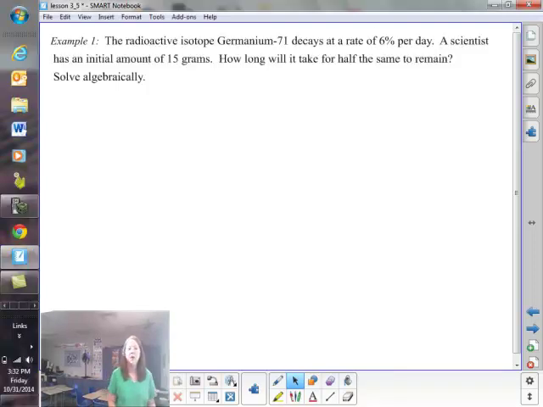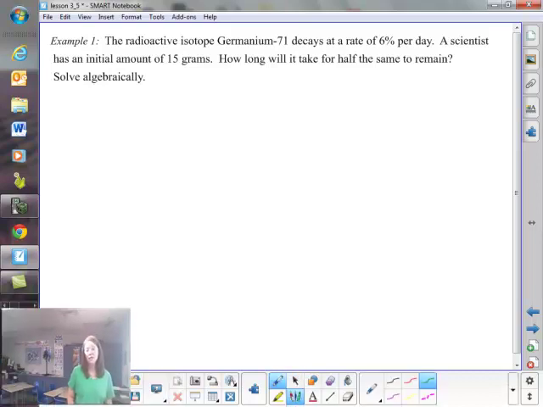First example, we've got the radioactive isotope germanium-71. It's decaying at a rate of 6% per day. And the scientists originally had a 15-gram sample. So what we want to know is how long will it take for half of that sample to remain?